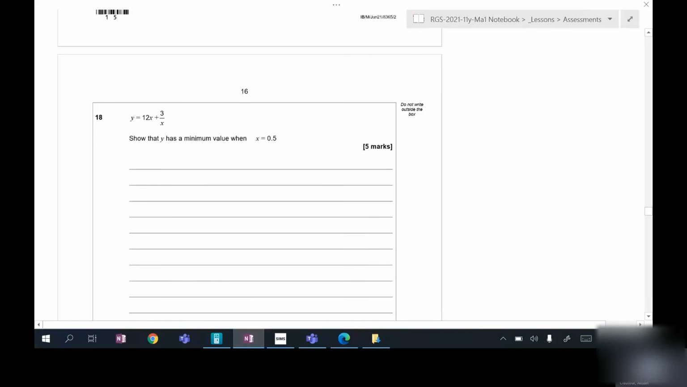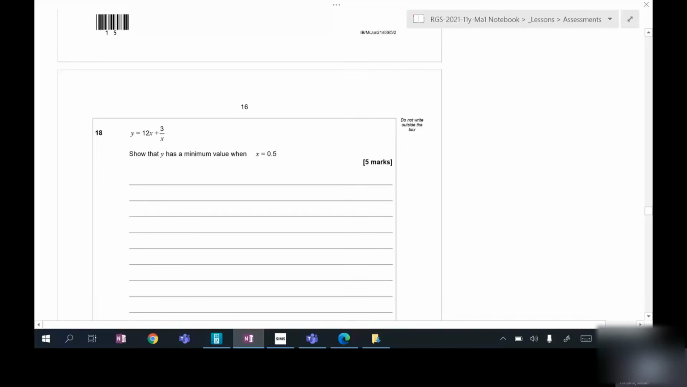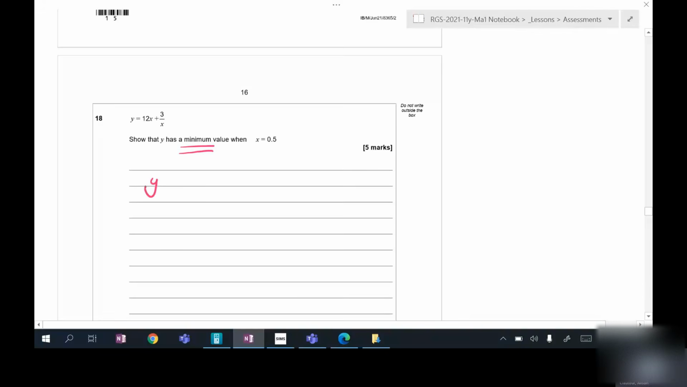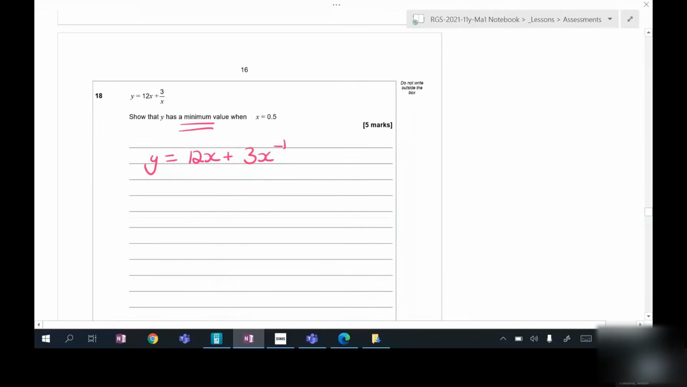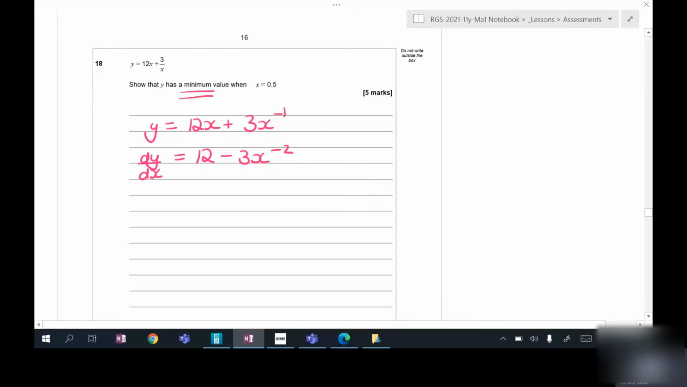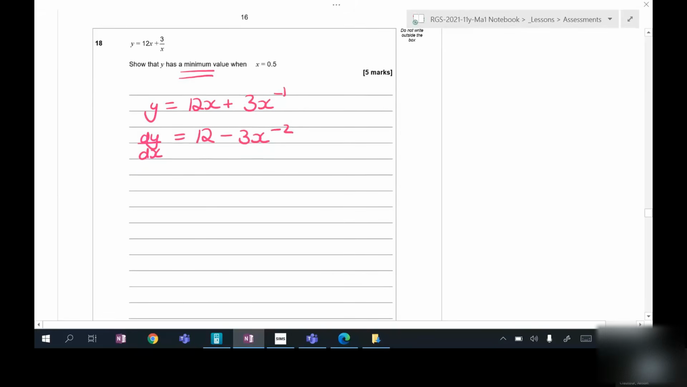Okay, if we look at number 18, as soon as it sees the word minimum in a question, you should be thinking of differentiation. So I'm going to rewrite y. So it's 3x minus 1. I can then differentiate. So remember, you bring the power to the front and take 1 off the power, to get an expression 12 minus 3x to the minus 2.